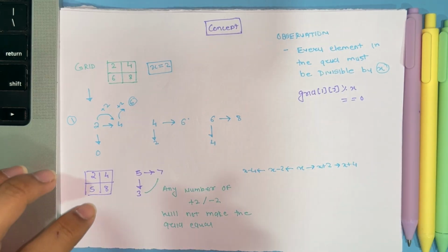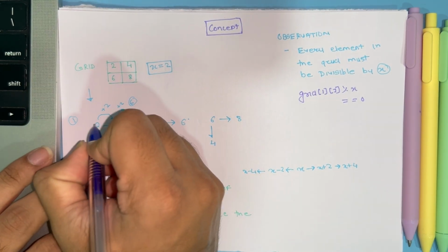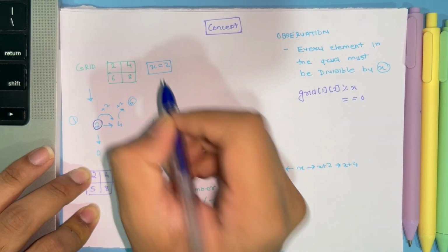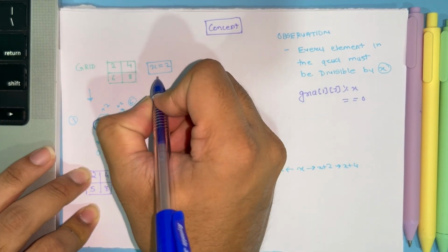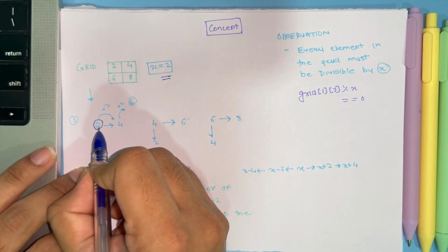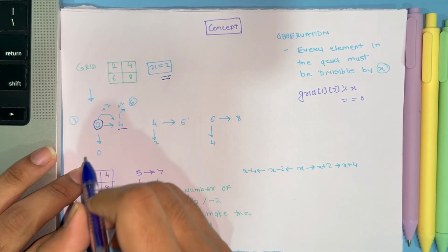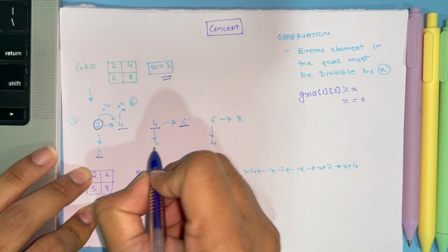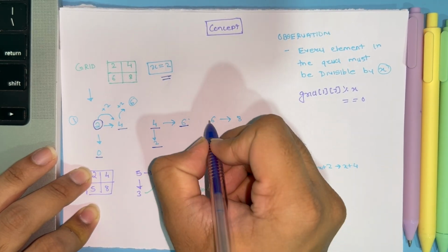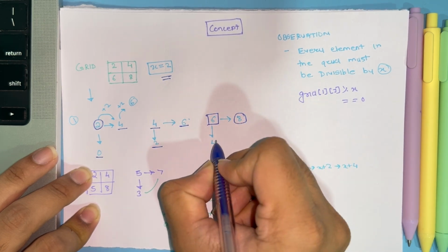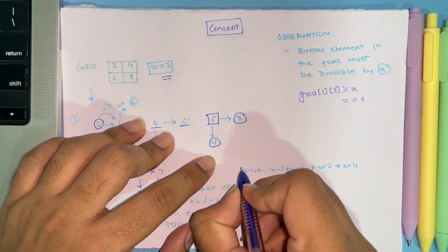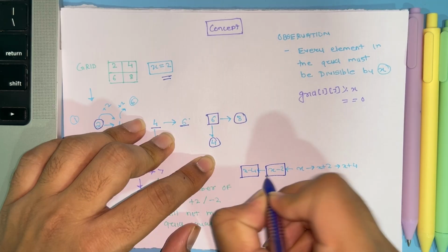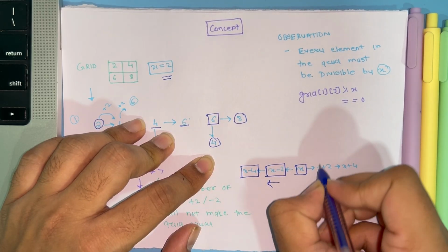Okay, let's go through this concept. For every element, if we add this x, we are just moving in the steps of x. So for 2, if we add 2, we are getting 4. If we subtract 2, we will get 0. For 4, if we add 2, we will get 6. If we subtract 2, we will get 2. Similarly for 6, 8 and 4. Here you can see that we are just moving in the steps of 2 only, in the reverse direction or in the forward direction.